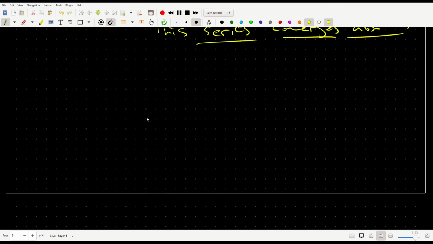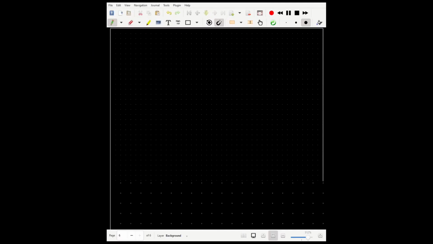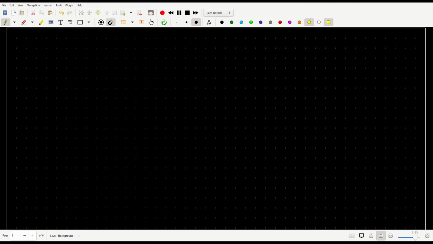For the next example, we'll consider the series, the sum for n from 2 to infinity of 3 to the n plus 2 over natural log of n.